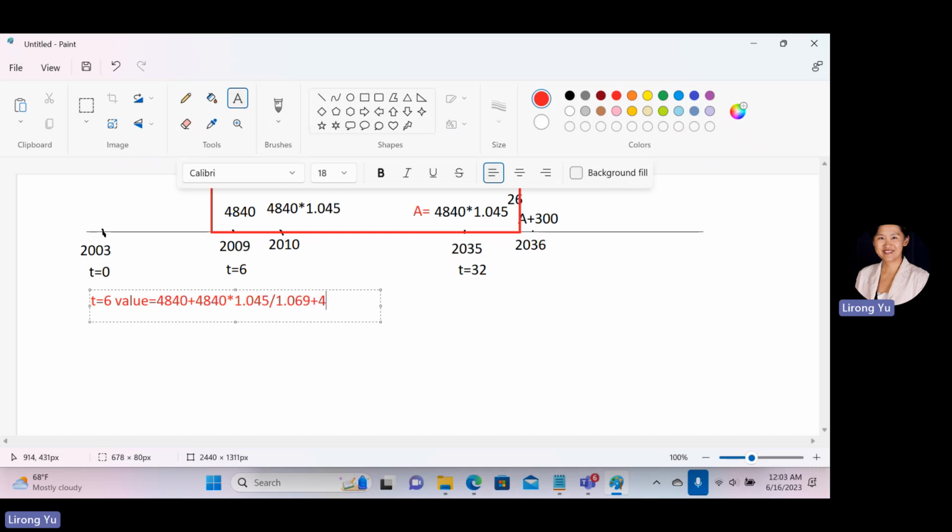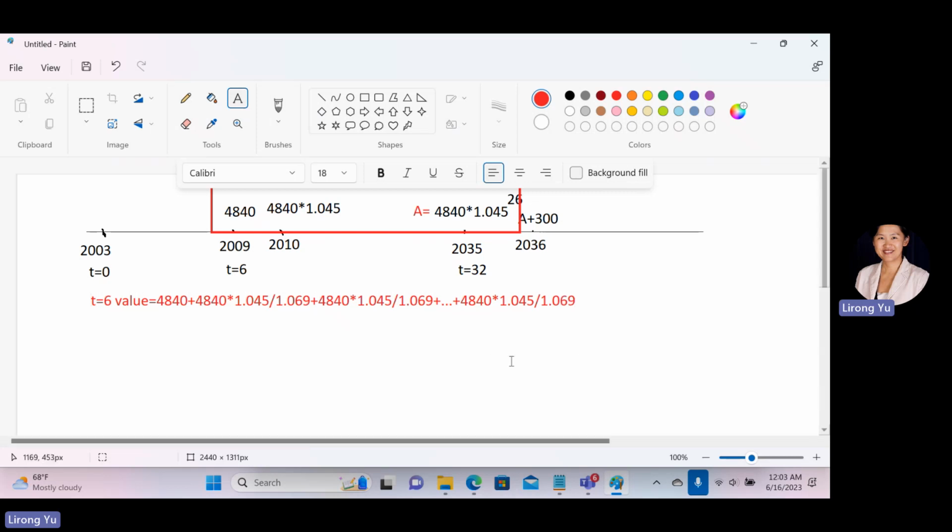And then the next one is 4840 times 1.045 over 1.069. And we have to do this for all the payments after that until the last one, that was 4840 times 1.045 over 1.069. And you can see that clearly this is a geometric series. The last one has a power of 26.